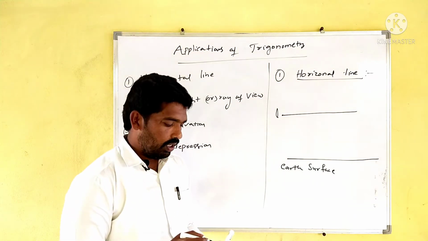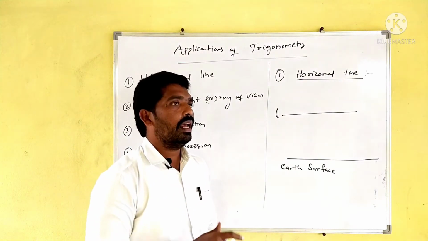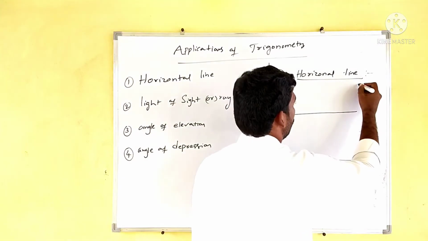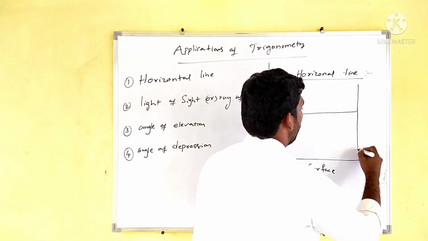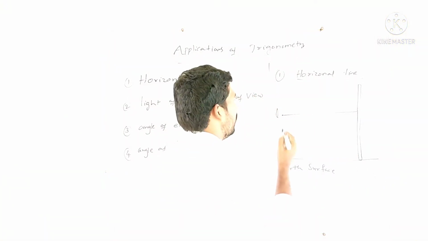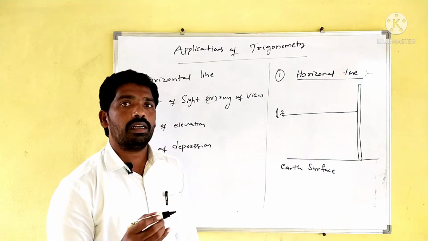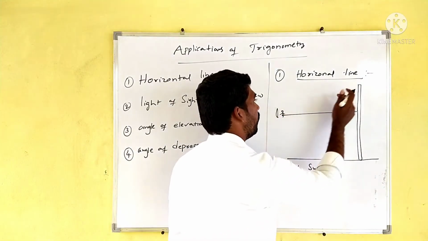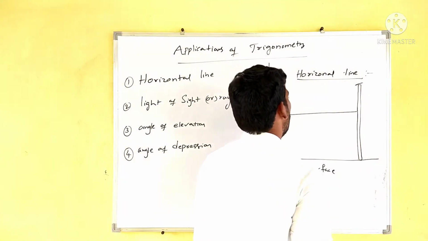For example, this one is the height of an electrical pole. Here a person is there, and the person is observing the top of the electrical pole.